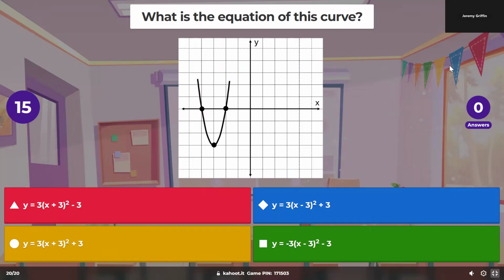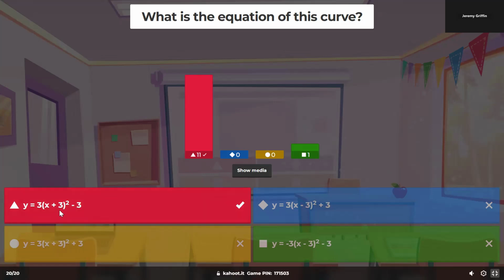Left 3, down 3, vertical stretch of 3. It's like a regular problem would be 1 up, but this one's 3 up. There it is. So there's your left 3, there's your down 3, and there's your vertical stretch of 3.